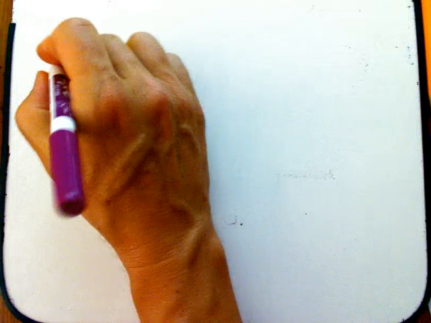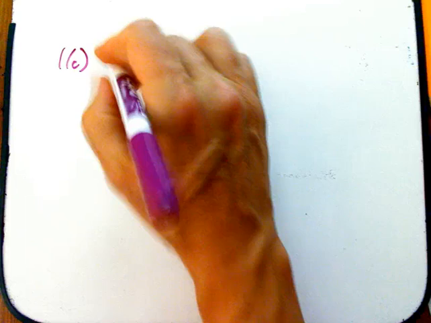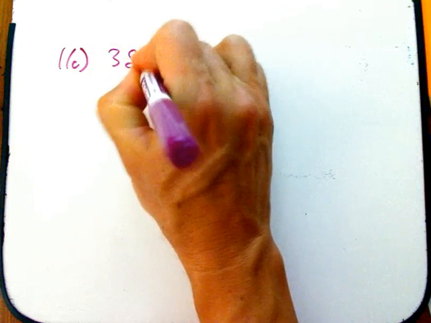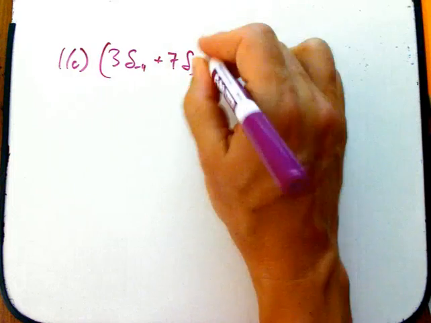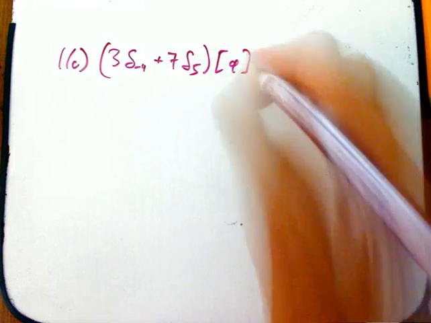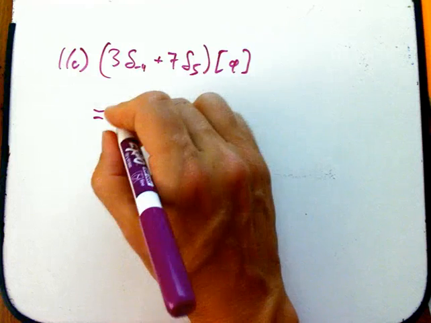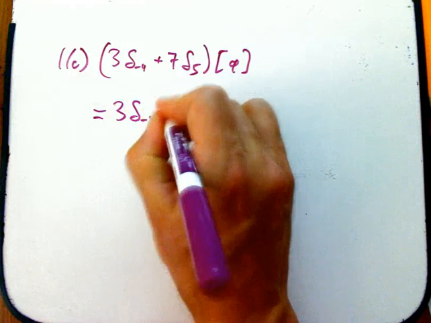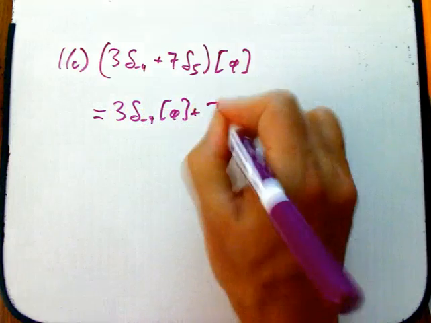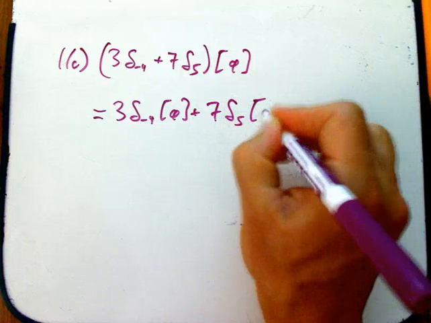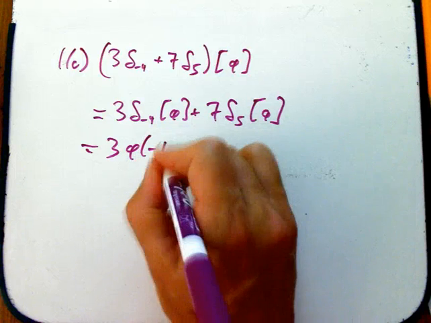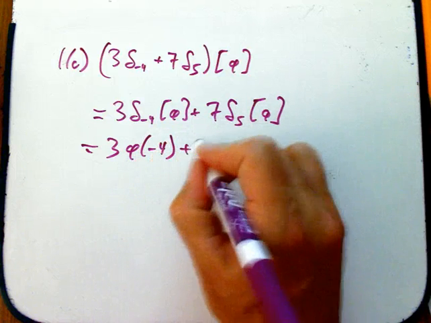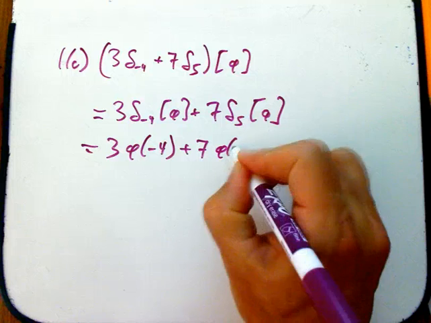And then, for example, what about one of the few distributions we know so far? We'll know more by the end of this handout. But so far, we just know the delta a's. What is this acting on phi? Well, by definition, it's just 3 times delta minus 4 of phi plus 7 delta 5 acting on phi. And we know by definition what those are. That just takes phi and evaluates at minus 4, and that just takes phi and evaluates it at 5.